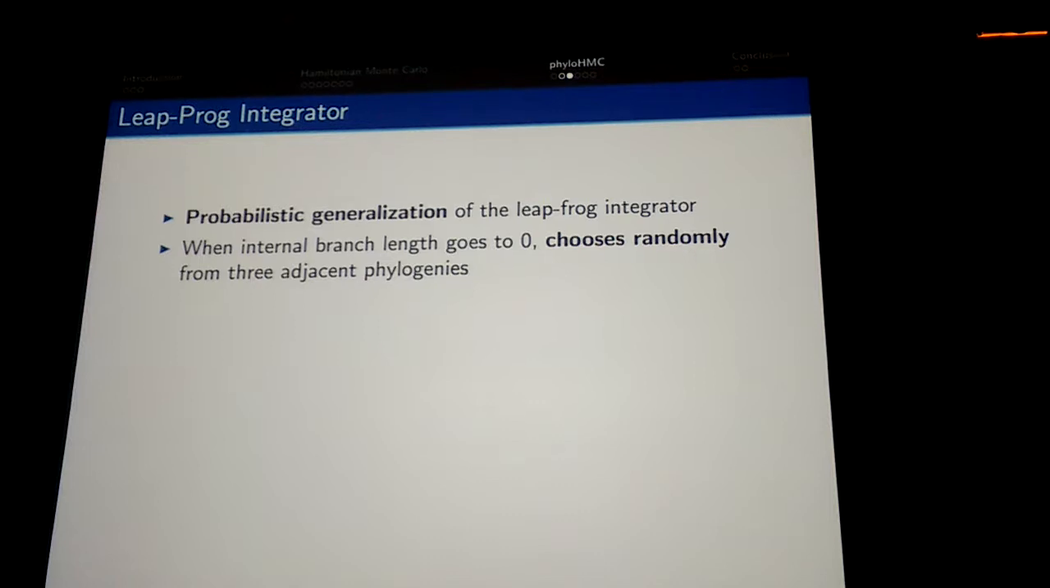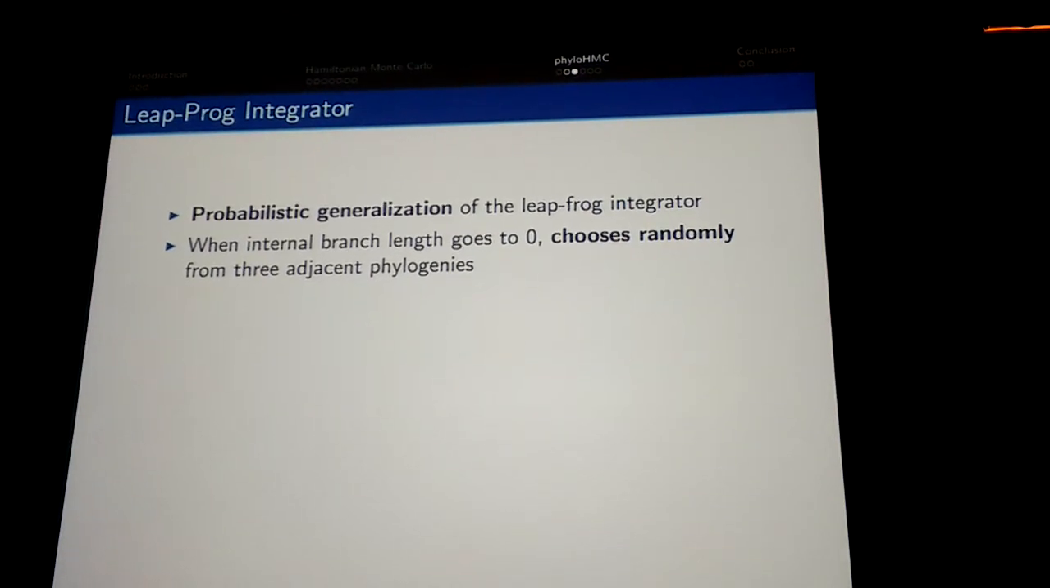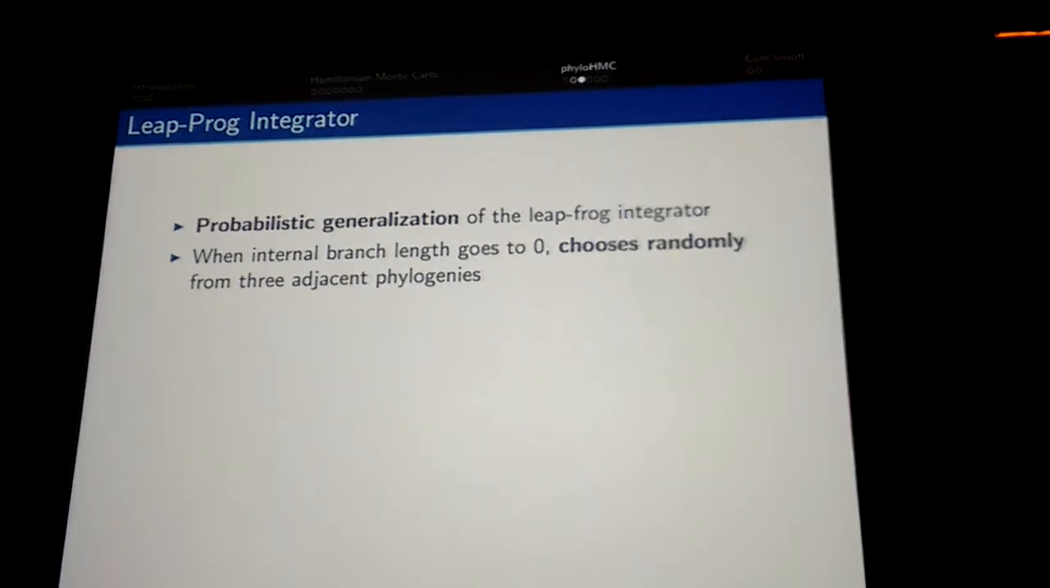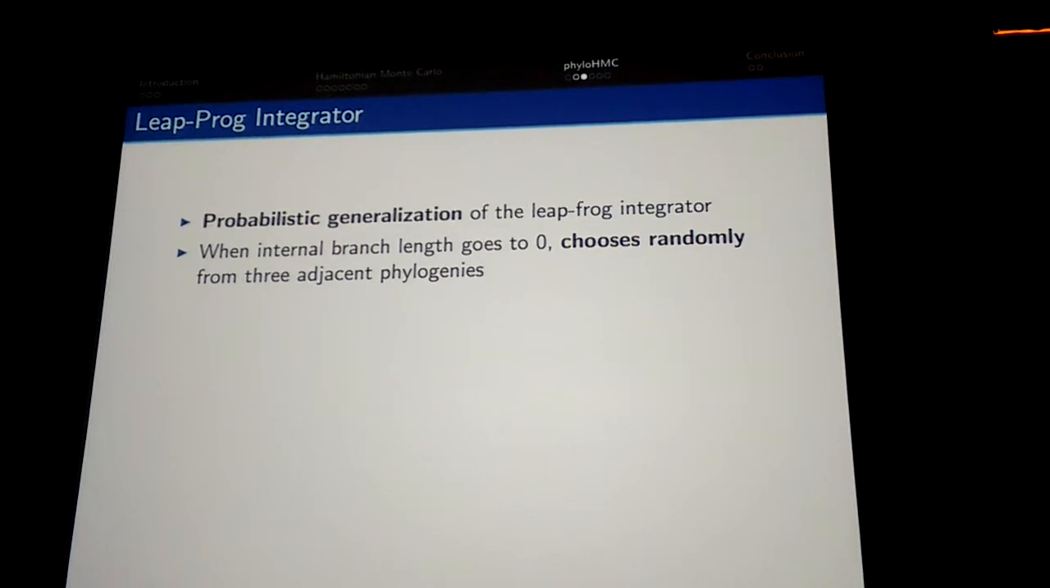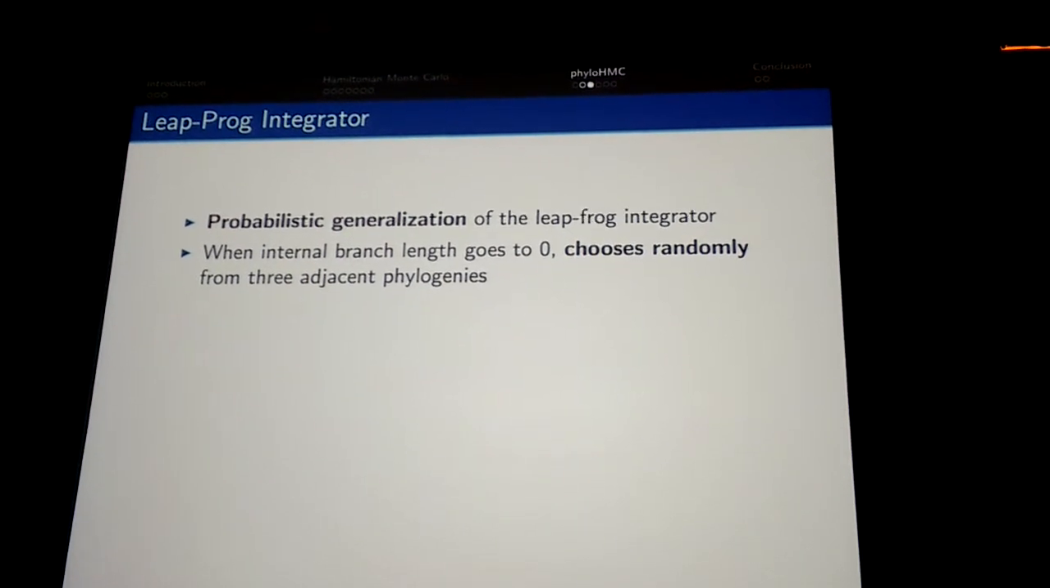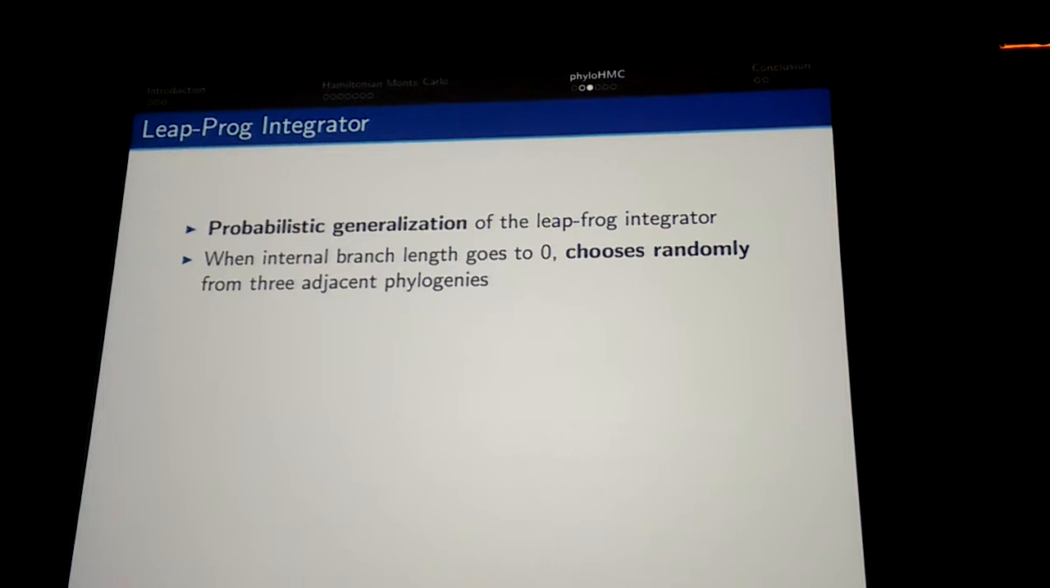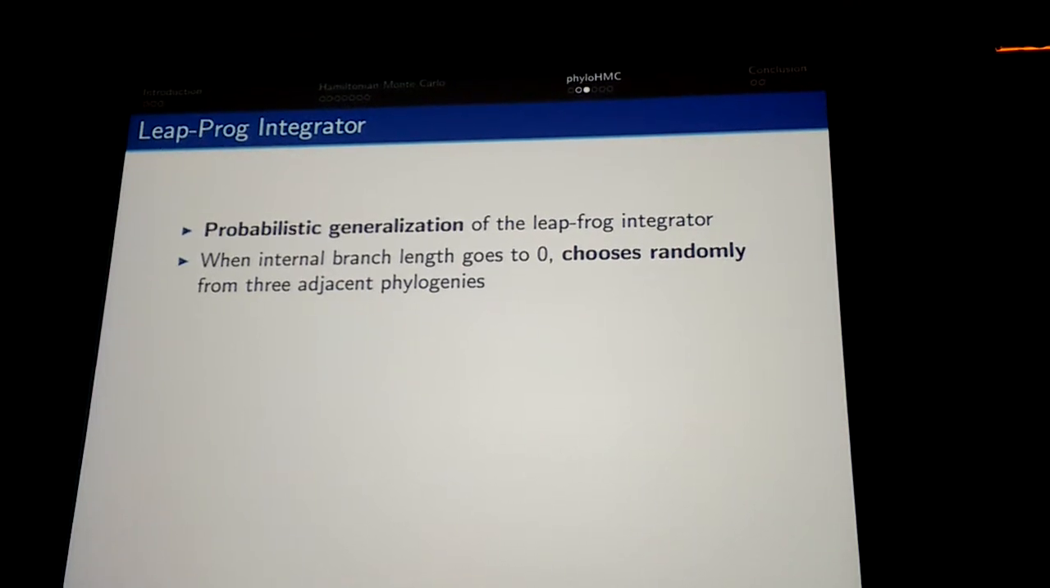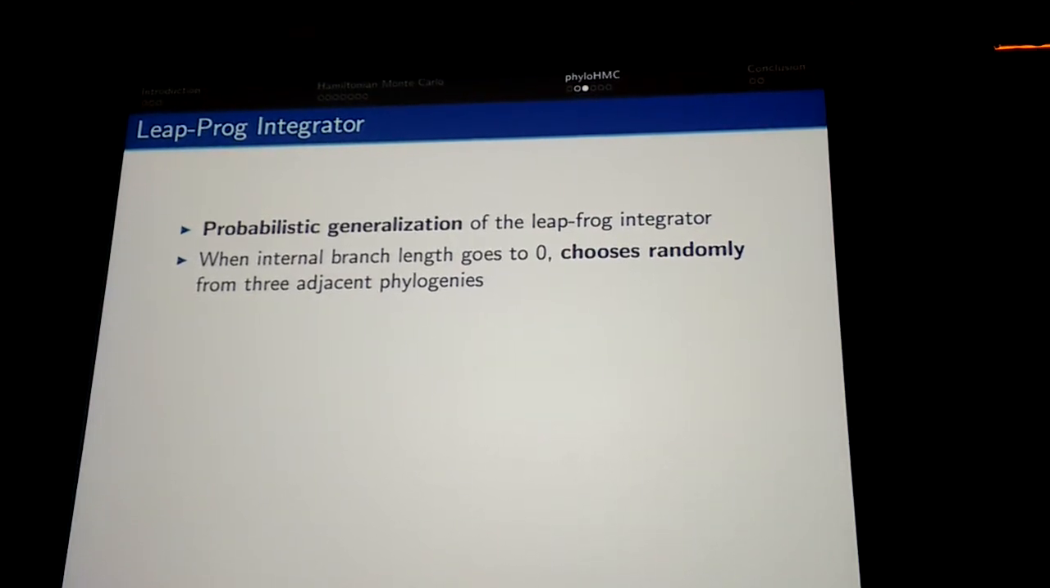And so it's exactly like I said: when the branch length goes to 0, we're just going to choose randomly from the trees we have available. And I should emphasize that we're not just choosing from the 2 new trees we can go to, but we're also, with equal probability, considering staying on the same tree we're on and continuing to extend the branch length on the same tree.